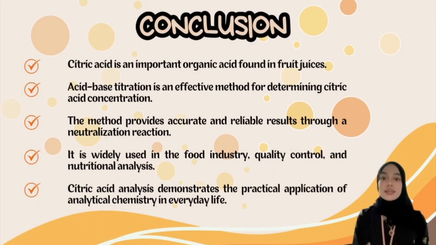In conclusion, citric acid is an important organic acid commonly found in fruit juice and beverage. In this presentation, we have discussed how acid-base titration can be used to accurately determine the concentration of citric acid through a neutralization reaction. This method is simple, reliable, and provides accurate results, making it suitable for the routine analysis.